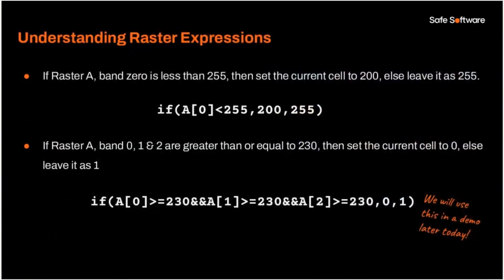Here are two examples of raster expressions. For the first expression here, if band 0 in raster A has less than a value of 255, then change the current value of the cell to 200, or else leave the value at 255. For the second expression, if bands 0, 1, and 2 are greater than or equal to 230 in raster A, then set the current cell to 0, or else leave the value as 1. And also, Pierre is going to be using the second expression in his demo to create a raster mask today.